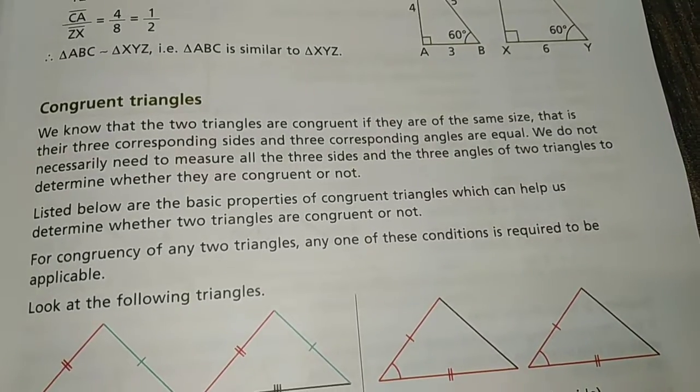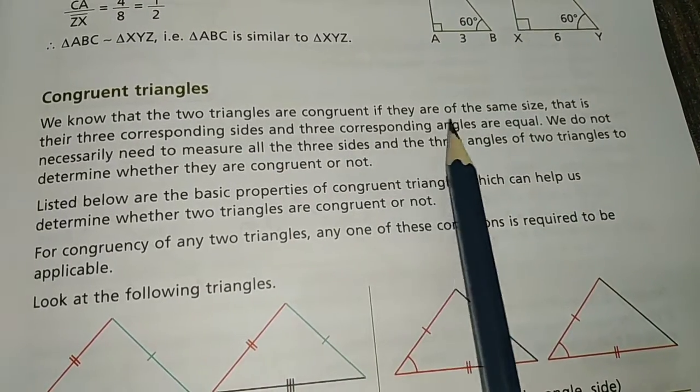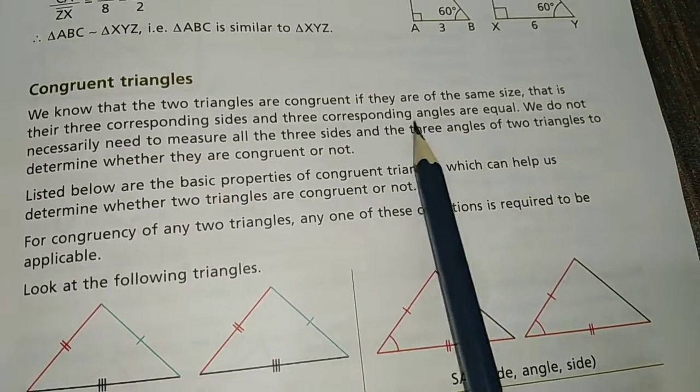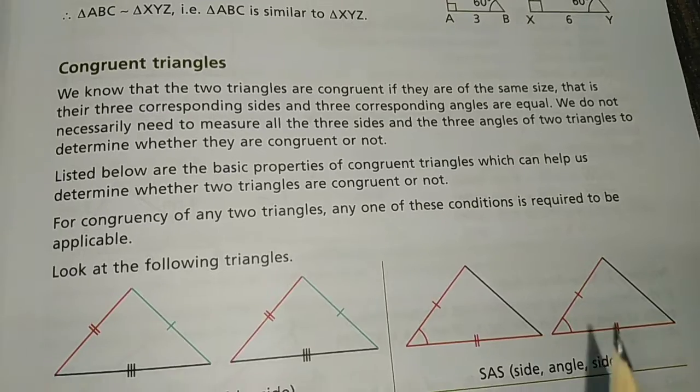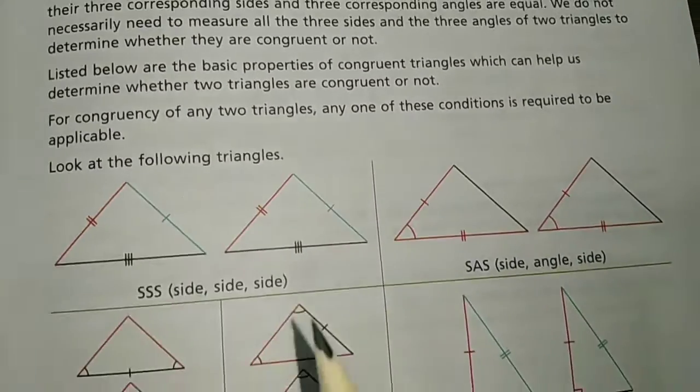Now we have to move to congruent triangles. We know that two triangles are congruent if they are of the same size, that is, the three corresponding sides and three corresponding angles are equal. We do not necessarily need to measure all the three sides and all the three angles of two triangles to determine whether they are congruent or not.